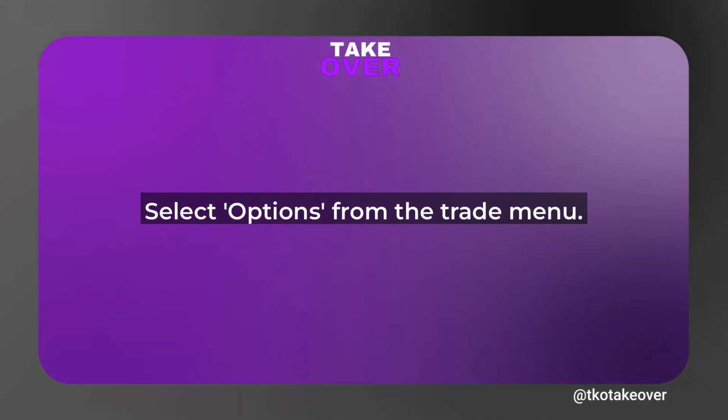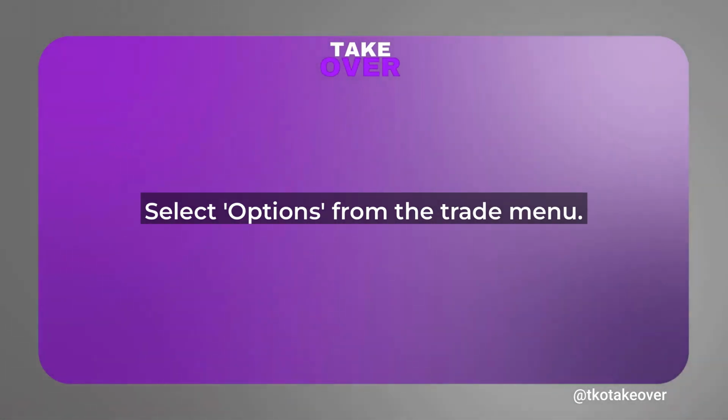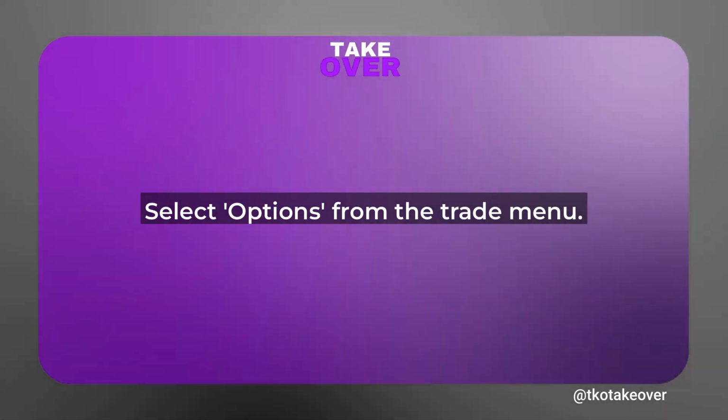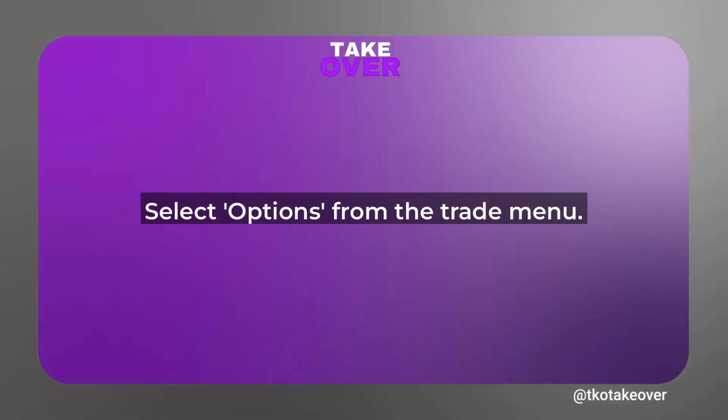Step 3. Decide on your strategy. Choose whether you want a call or a put option. Pick an expiration date. Remember, shorter terms are riskier, and select a strike price that's realistic based on the current stock price.